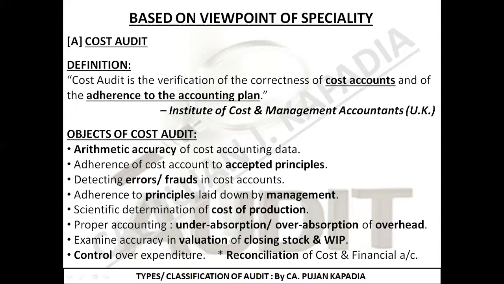So primarily, what is my main objective? It is to check the correctness of the cost accounts and at the same time to check the adherence to the accounting plan. That is whether I am complying with each and everything as I have planned or not. Then these are all the objectives. What is the purpose of carrying out the cost audit? I hope I'm clear till here.